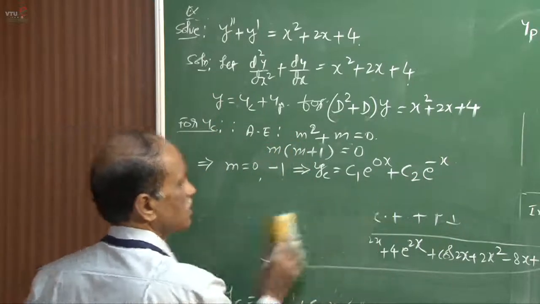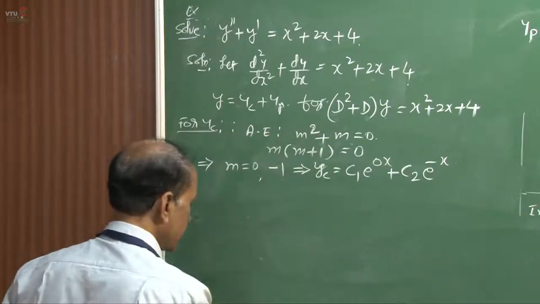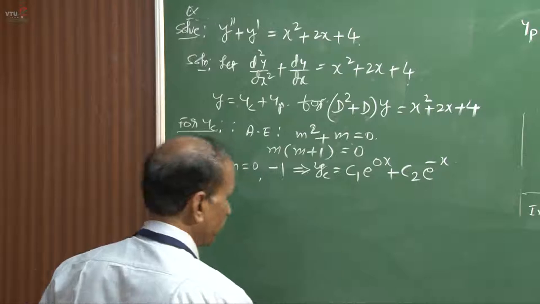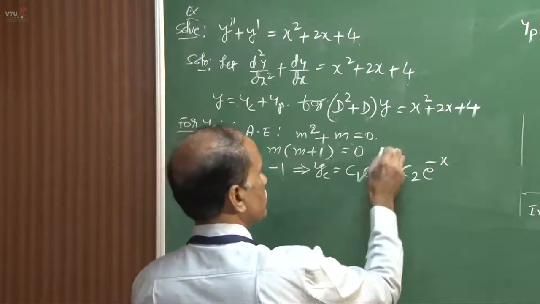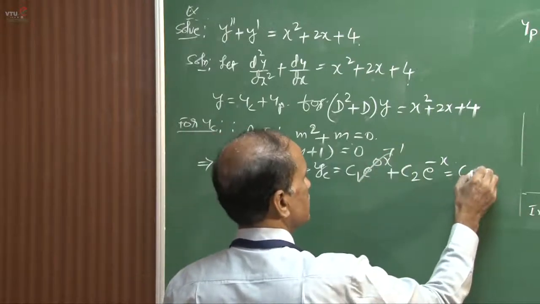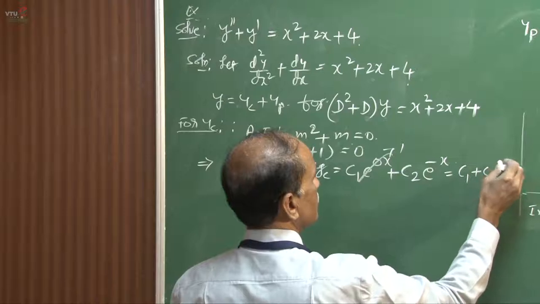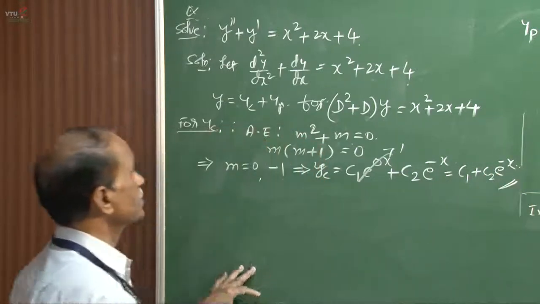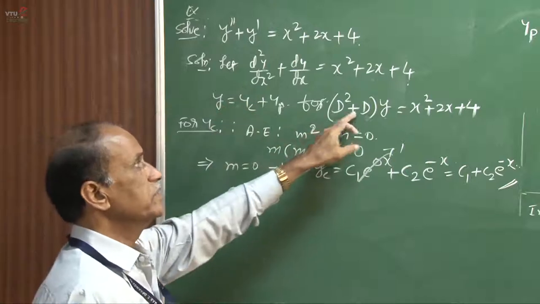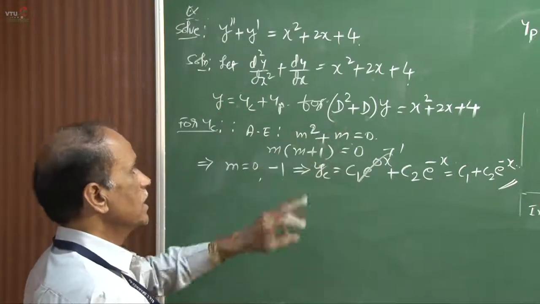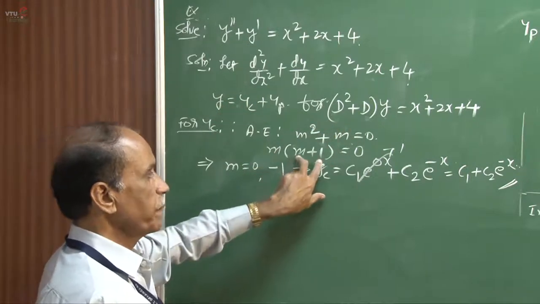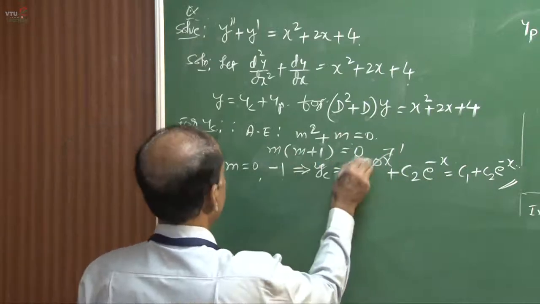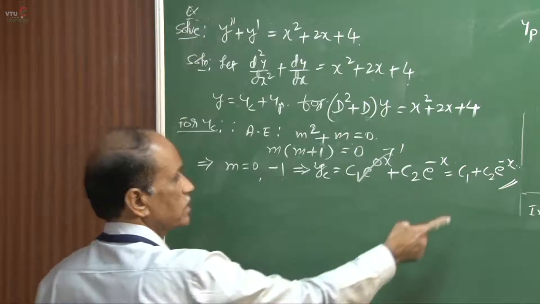So this is the complementary function, as the solution for the LHS of the problem. That is, e to the power 0 is 1. Therefore, you can write it as c1 plus c2 e to the power minus x. So this is the complementary function, as d is common, because from these two you are taking d as common, and it must be m plus 1, which gives m equal to minus 1. M equal to 0 and minus 1 is the solution.